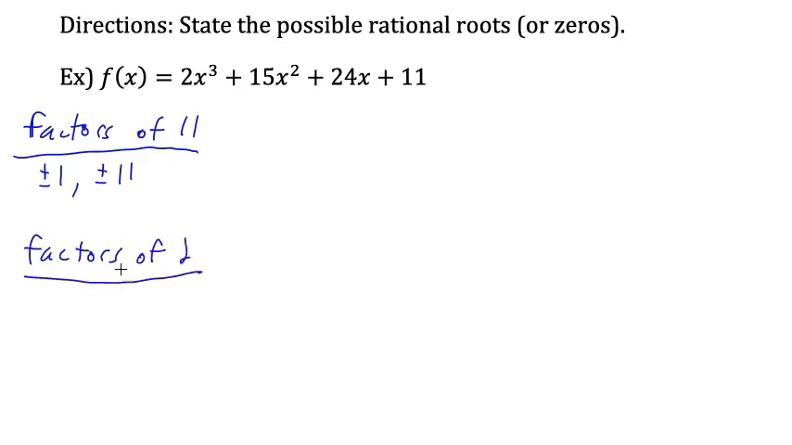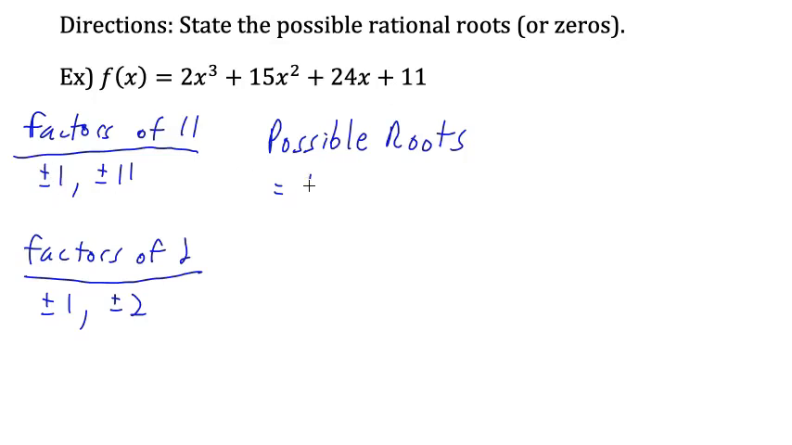2 is a prime number also, so that makes it easy. So we have positive and negative 1, and positive and negative 2. That's the list of all the numbers that divide into 2. All right, now it's time to make a list of our possible roots. One key thing to remember is that the factors of the constant term are in the numerator.